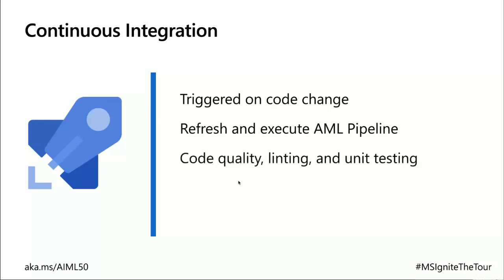We can add in tasks if we want to for code quality, for linting, for unit testing, all of the stuff that we would normally do with our software development. We want to ensure that quality for our code as well. And we can even do things like pull request processes. In other words, we maybe don't want to kick off a very expensive training run every time somebody makes a change, but only when somebody makes a change to our master branch. So maybe we can have a pull request process, do some code quality, linting, and unit testing with those pull requests, but only when we merge back into master, we want to refresh and re-execute our Azure Machine Learning pipeline.